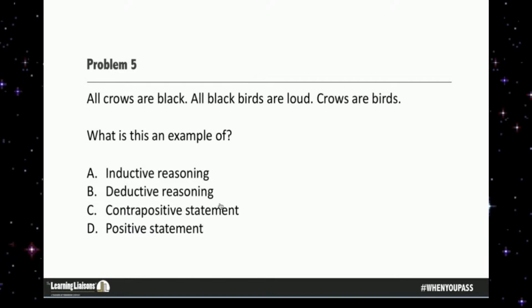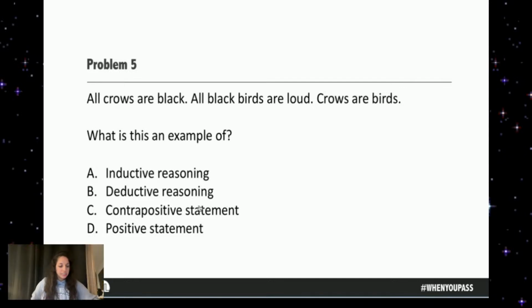All crows are black. All blackbirds are loud. Crows are birds. What is this an example of? Inductive reasoning, deductive reasoning, a contrapositive statement, or a positive statement.